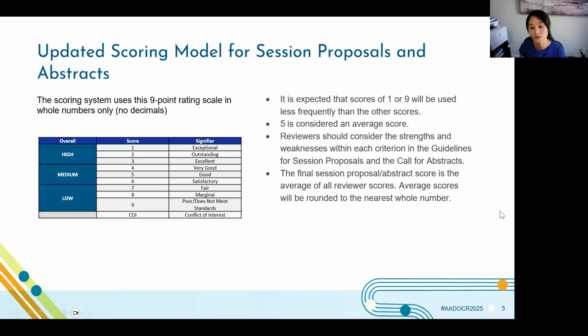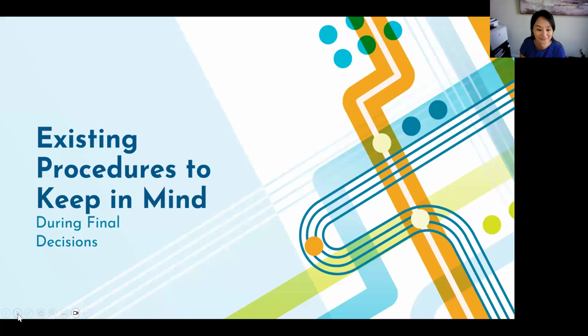One thing we do want to mention is reviewers should consider the strengths and weaknesses of each criterion in the guideline. And then the final session proposal, the abstract, the score is the average of all the reviewer scores. So for example, if you have 3 reviewers, the score will be averaged, and the final score for that abstract will be rounded to the nearest whole number.